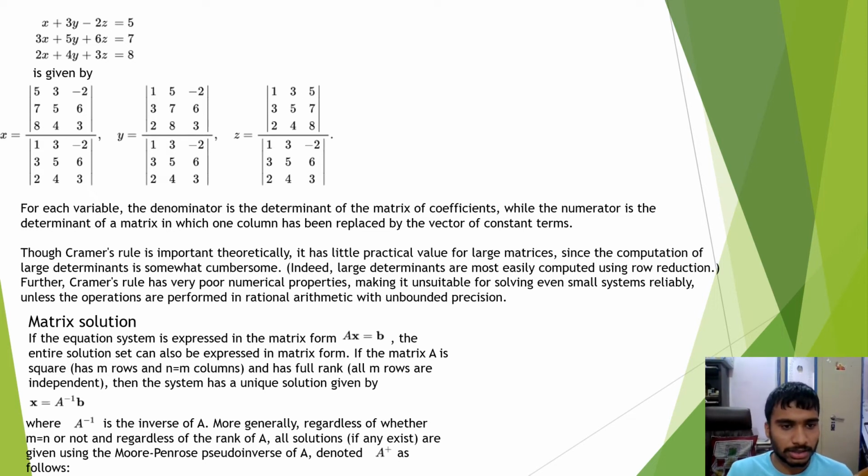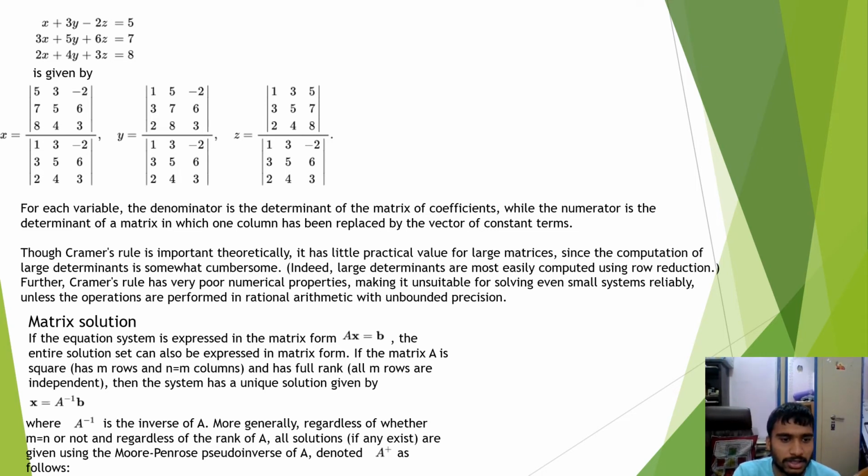Though Cramer's rule is important theoretically, it has little practical value for large matrices since the computation of large determinants is somewhat cumbersome. Indeed, large determinants are most easily computed using row reduction. Further, Cramer's rule has very poor numerical properties, making it unsuitable for solving even small systems reliably unless the operations are performed in rational arithmetic and unbounded precision.